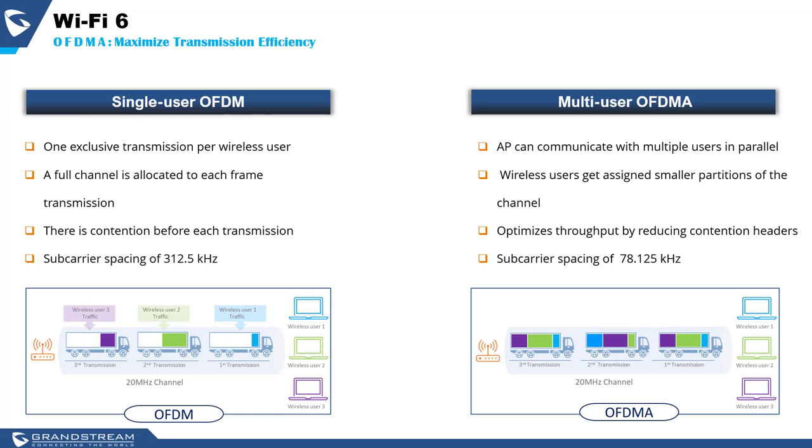So to address this shortcoming in OFDM, Wi-Fi 6 added multi-user OFDMA, which basically takes the used channel and splits it into multiple subchannels to allow multiple users to send and receive at the same time. So when multiple users are able to transmit simultaneously, we get increased speed and reduced wireless medium contention. Remember that these Wi-Fi 6 functionalities will only work with clients that support Wi-Fi 6.